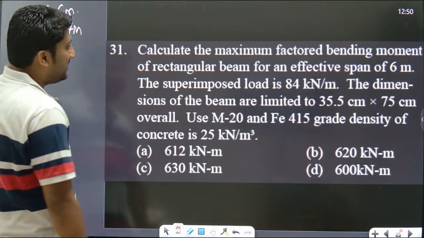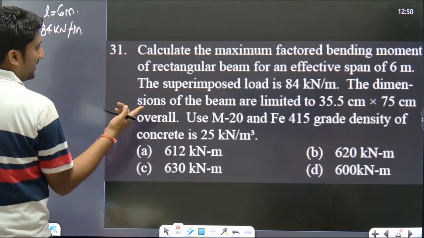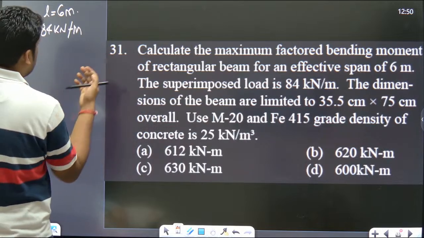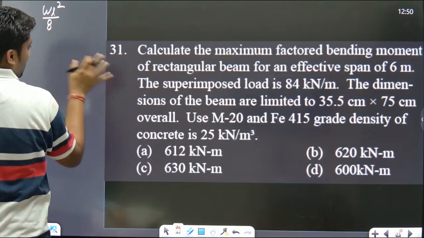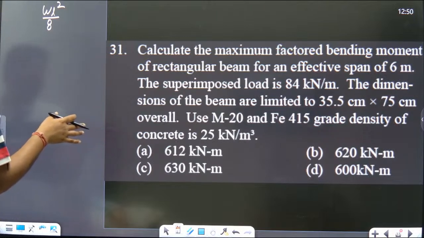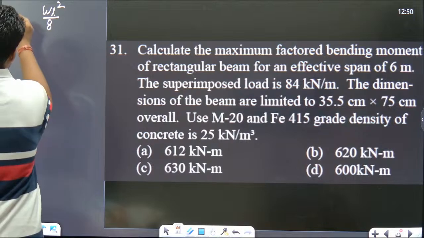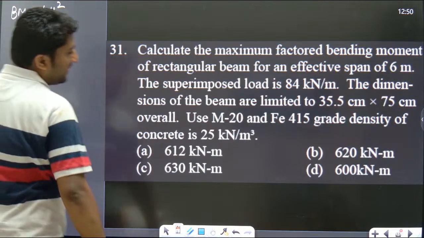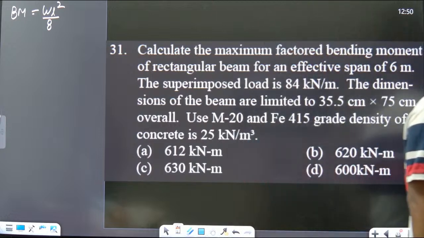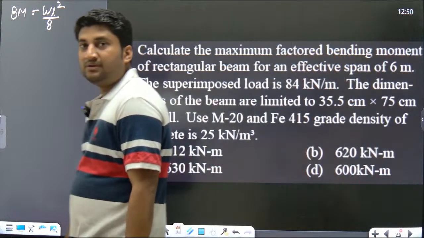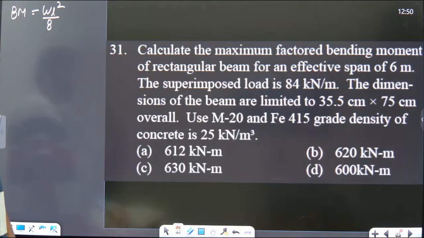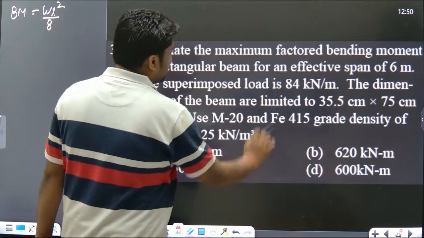Maximum factored bending moment. If it is simply supported with this superimposed load, the factored bending moment is WL square by 8. We consider this as a simply supported beam. So here your task is to calculate the load W. The superimposed load is 84.